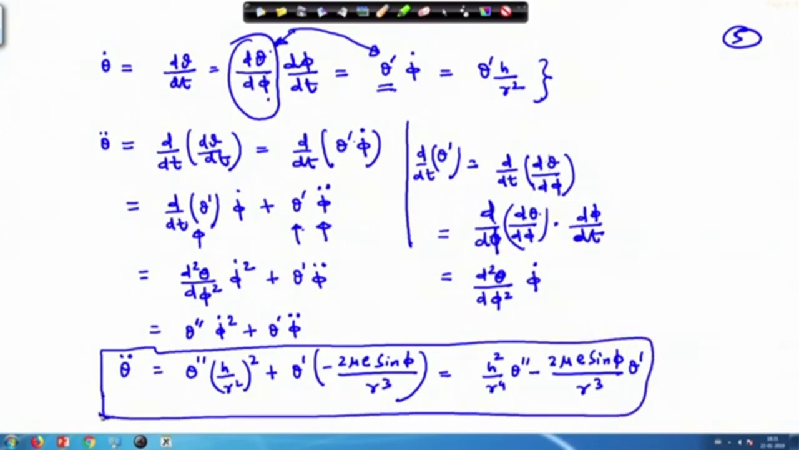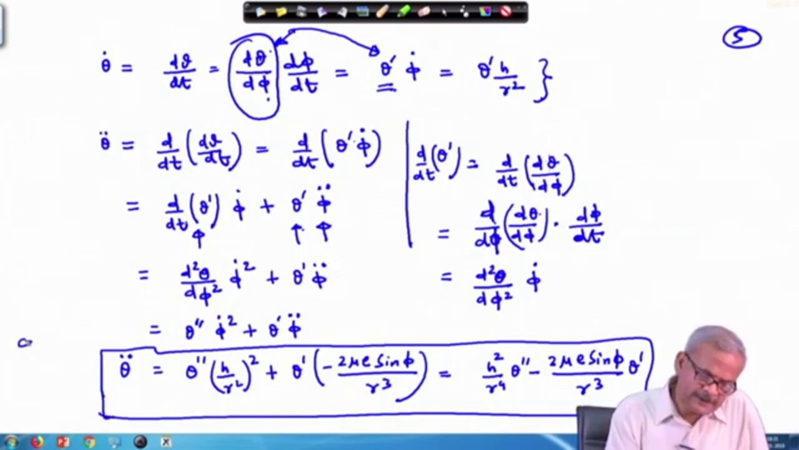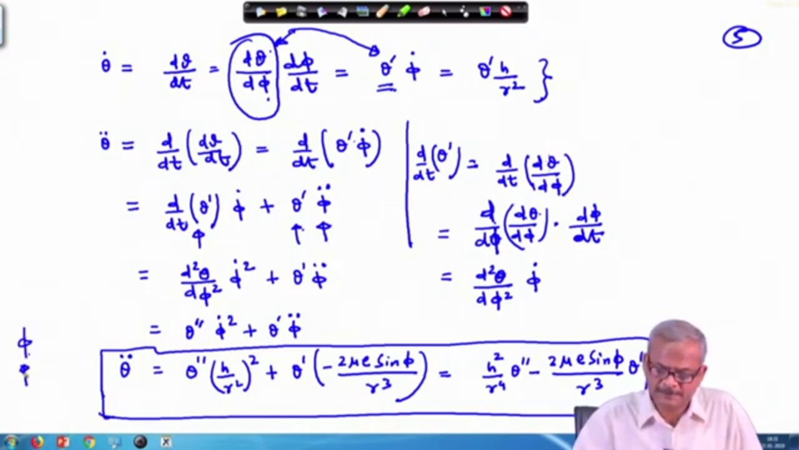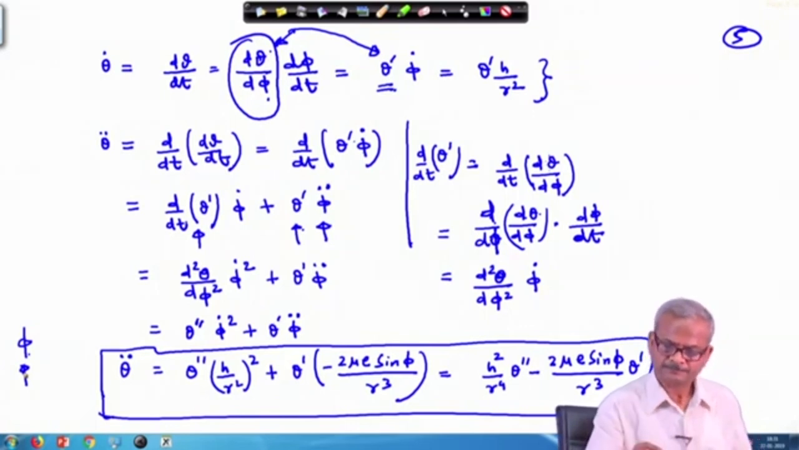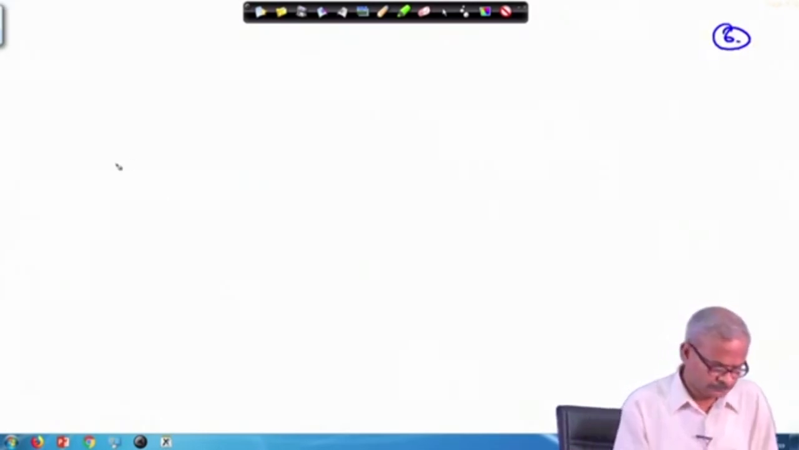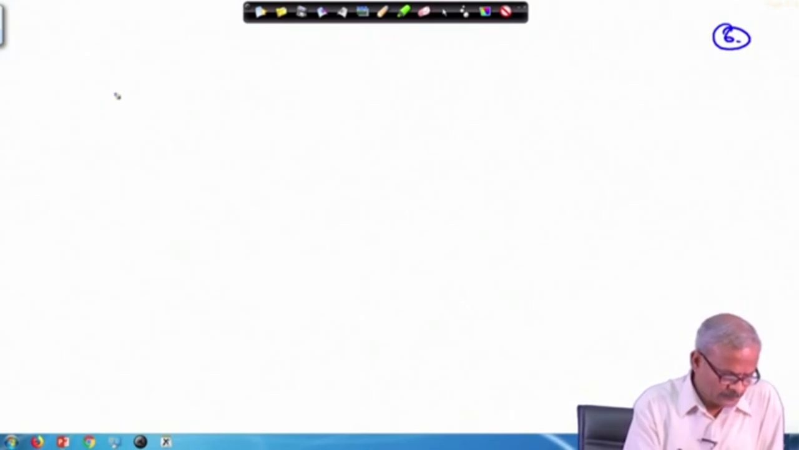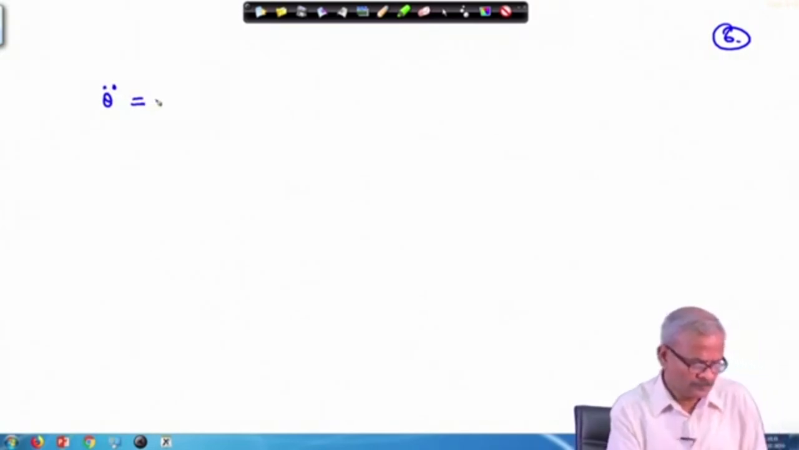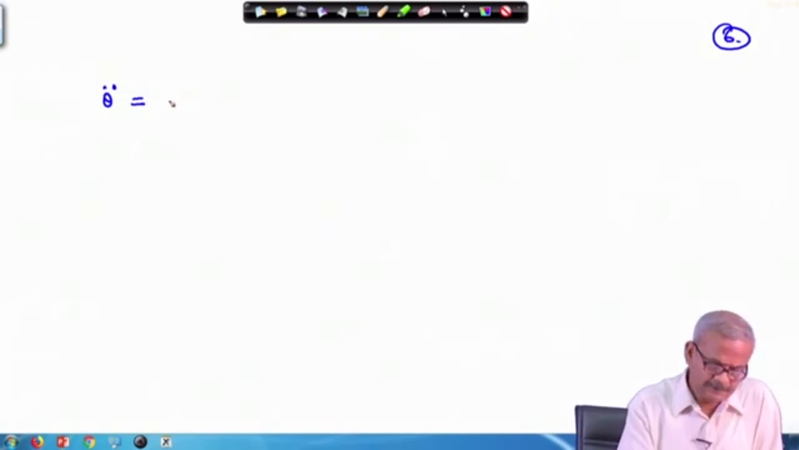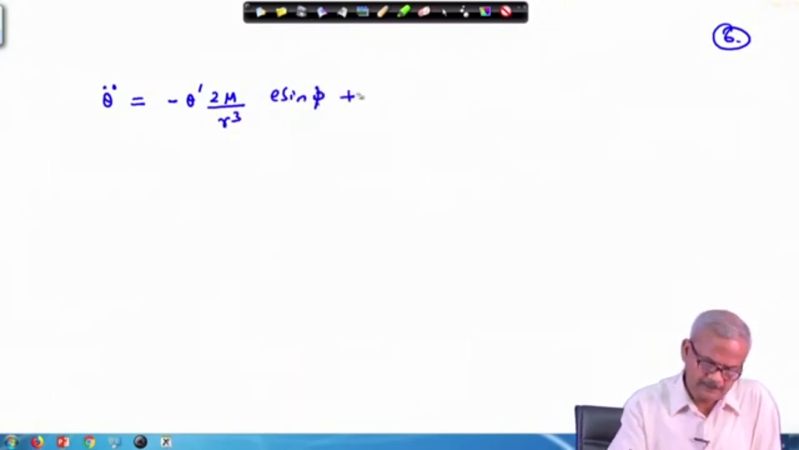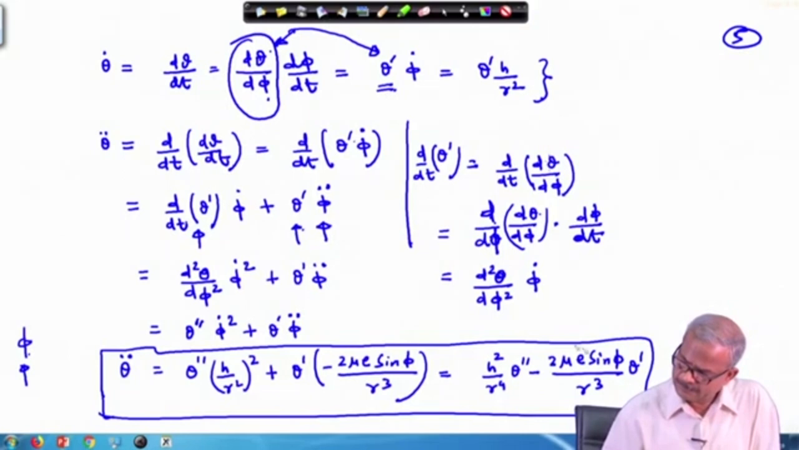So, by doing so we can express how your motion will look like as phi keeps varying. Okay, instead of t we are expressing the whole thing in terms of phi. Now, we write the equation, therefore, theta double dot equal to minus theta prime 2 mu by the previous equation we have written, e sin phi plus mu by r cube and go back and this is the whole thing we are writing.